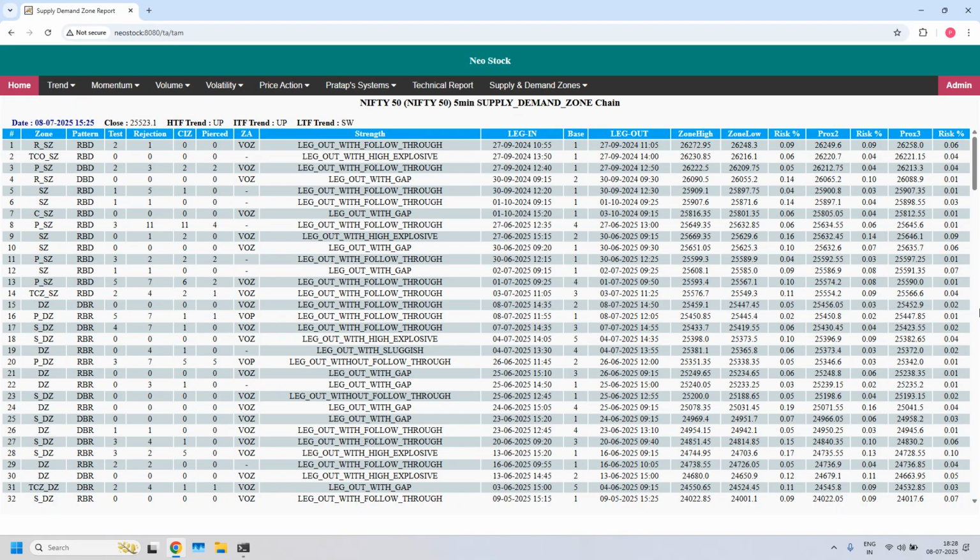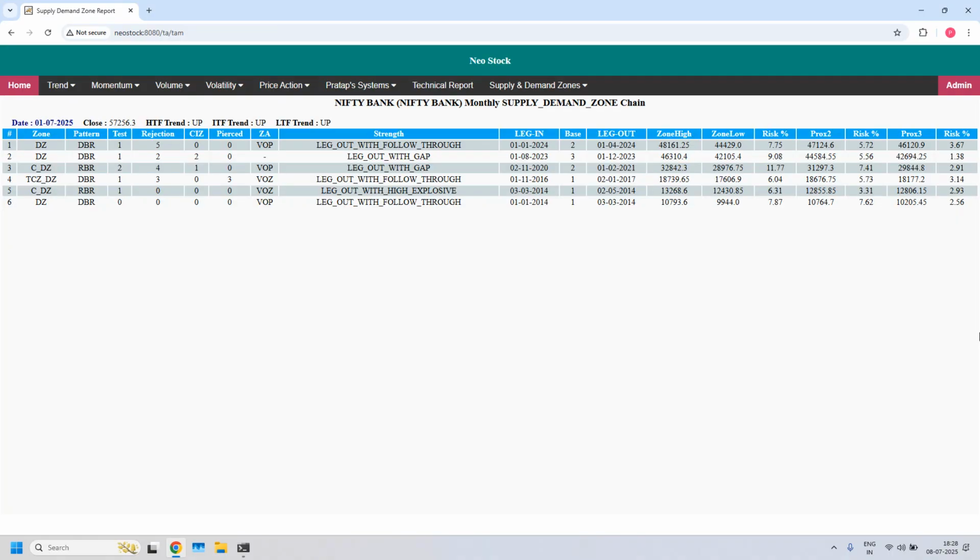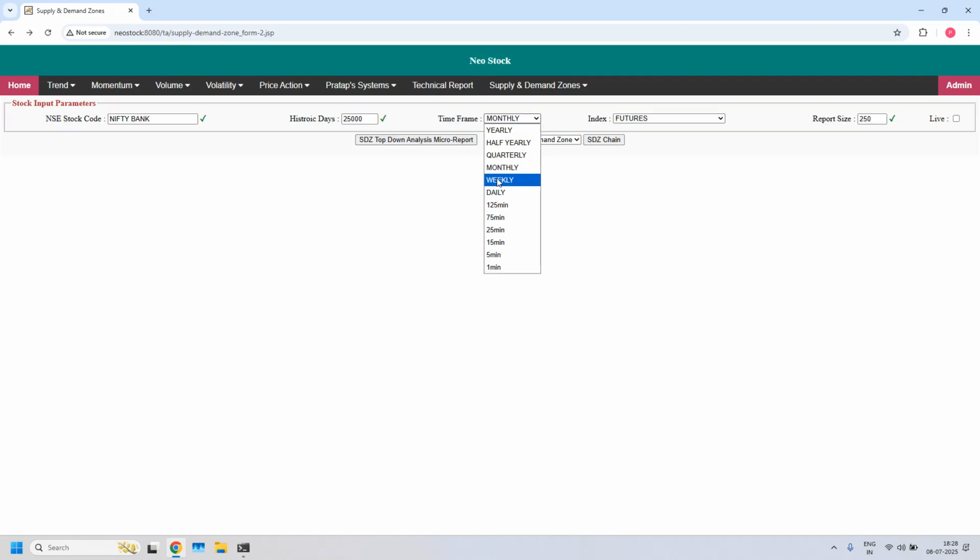Next we will generate a Bank Nifty supply demand zone chain reports. Changing the name to Nifty Bank. That is nothing but Bank Nifty. Generating monthly supply demand zone chain for Bank Nifty. Next, weekly supply demand zone chain for Bank Nifty.